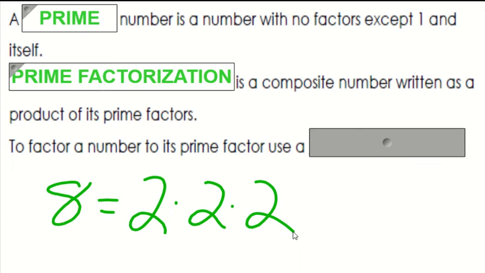So for this, you see a lot of 2s, a lot of 3s, occasionally a 5, occasionally a 7. Usually you don't go too much higher. I guess you could possibly get an 11 or something like that, but usually it's a lot of 2s, a lot of 3s, a lot of 5s. All right, then to factor a number to its prime factors, we're going to use a factor tree.